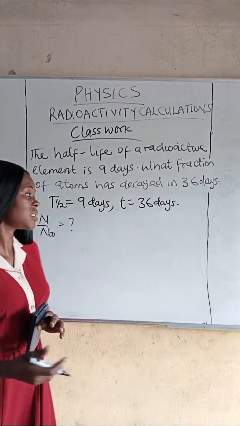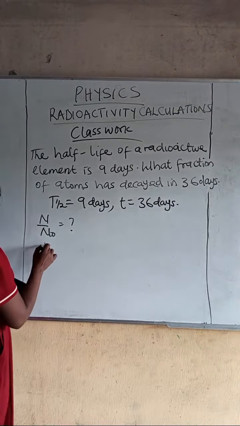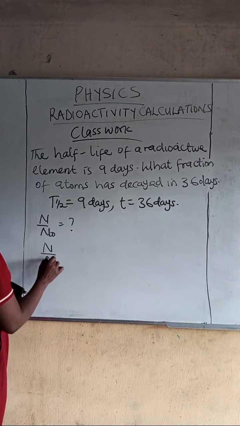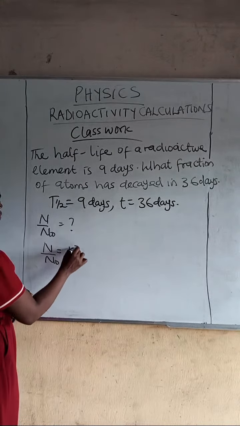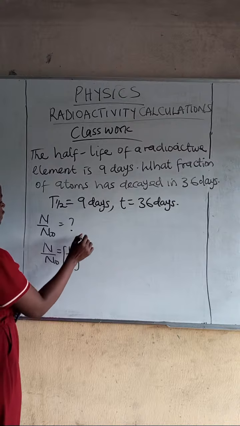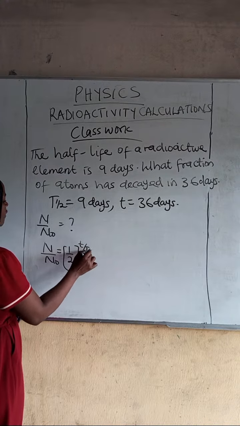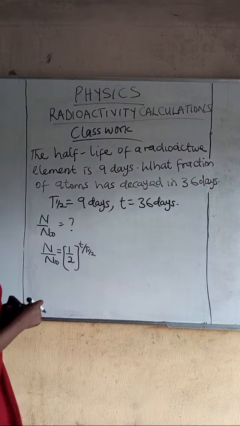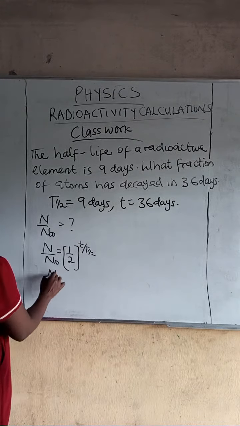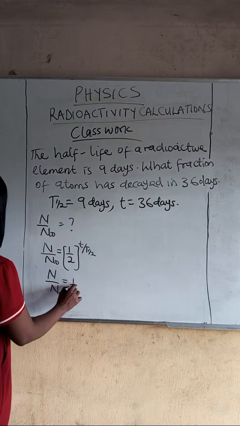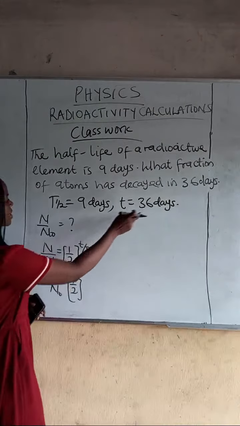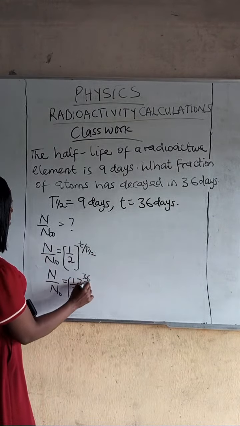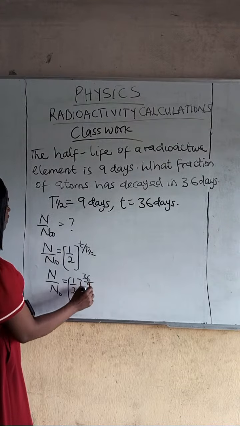That has decayed, right? Okay, let's go. We say N over N naught is equal to 1 over 2 raised to the power of t over half-life, right? Okay, so let's put in what we have. N over N naught is equal to half bracket. What's my t? My t is 36, divided by my half-life, which is what?